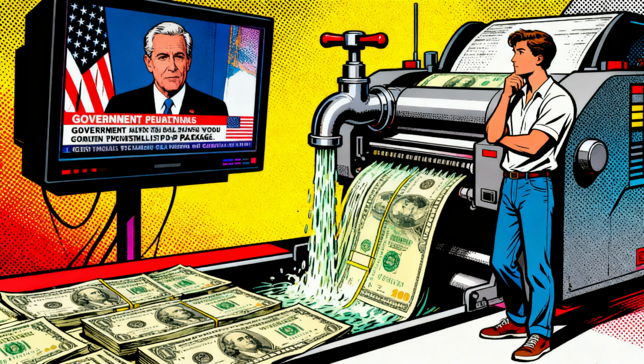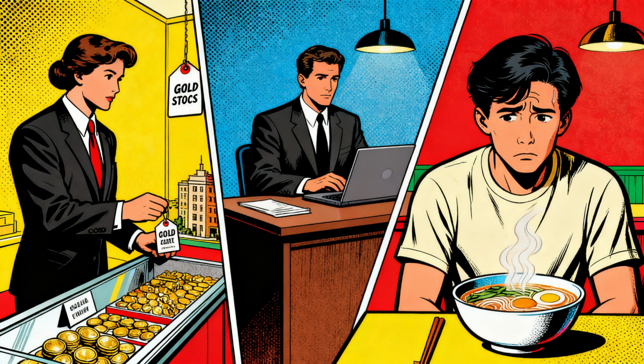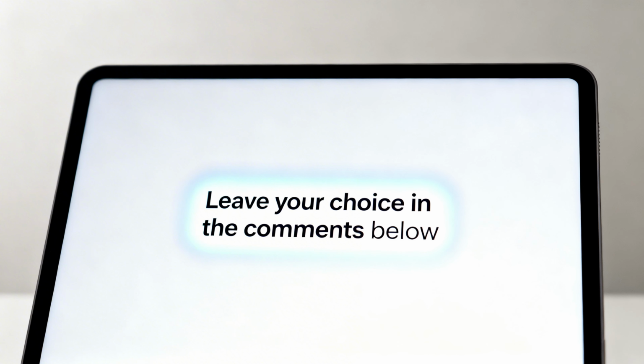A. Withdraw all your savings to buy gold or real estate. B. Invest everything in stocks that are benefiting from cheap money. C. Or continue to sit still and hope that the price of a bowl of pho tomorrow morning won't increase by another 10,000 dong. Leave your choice in the comments below.